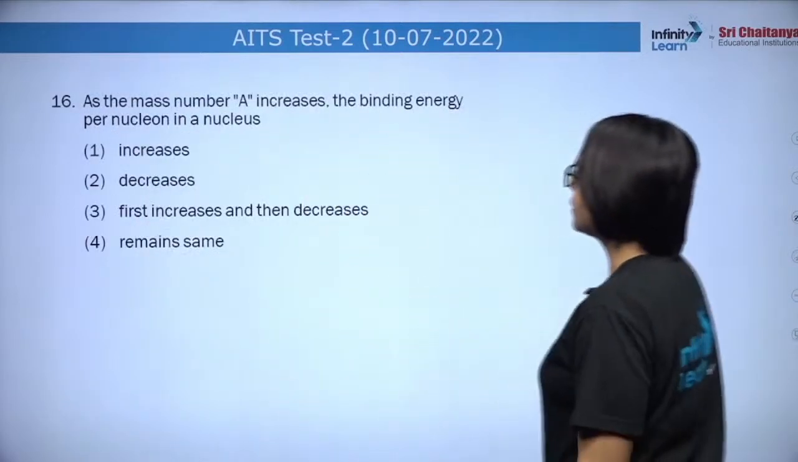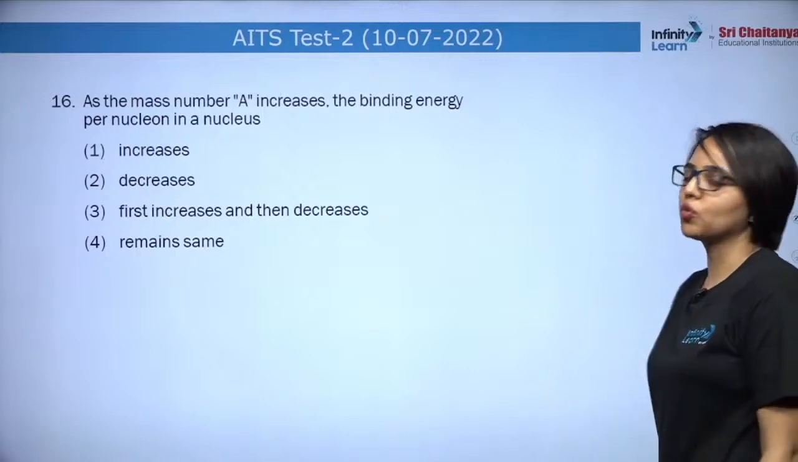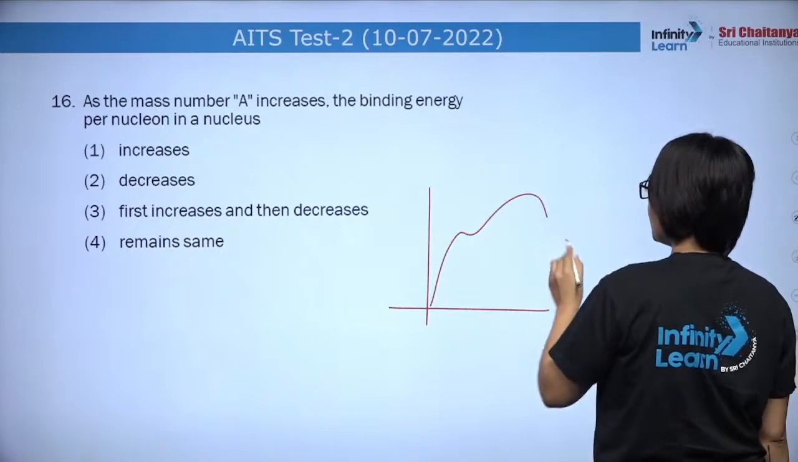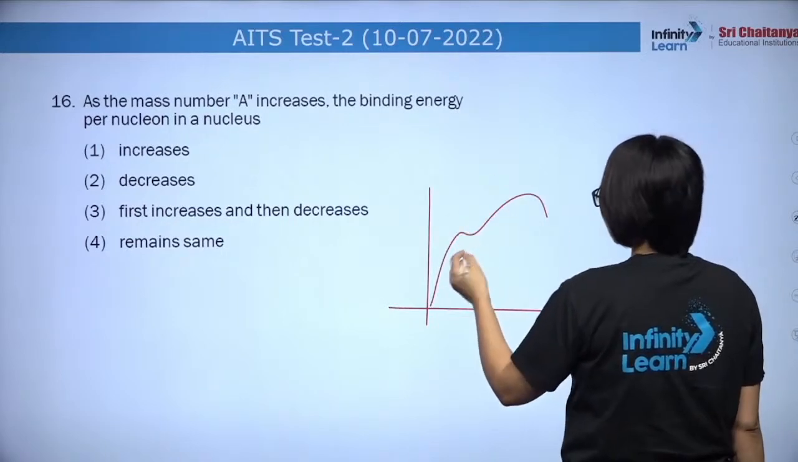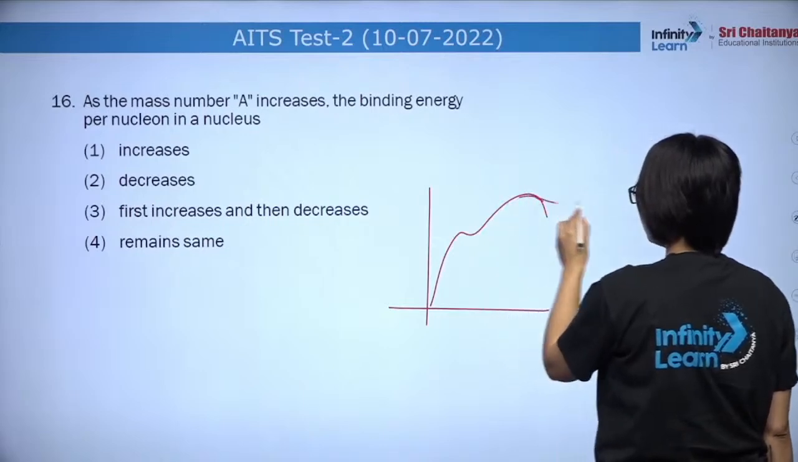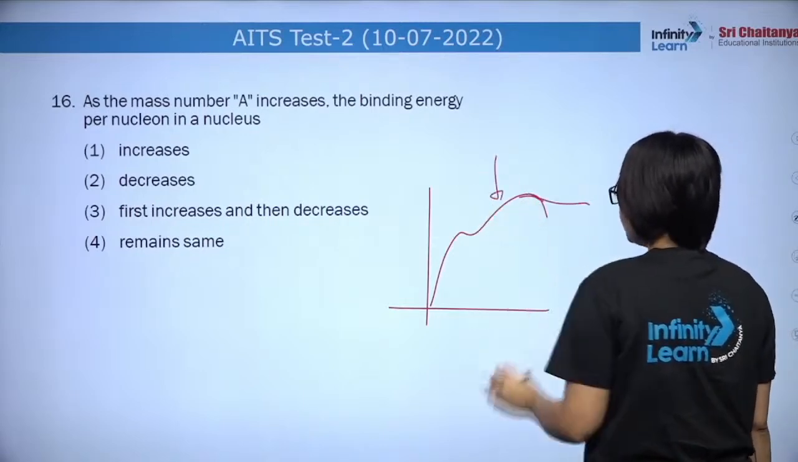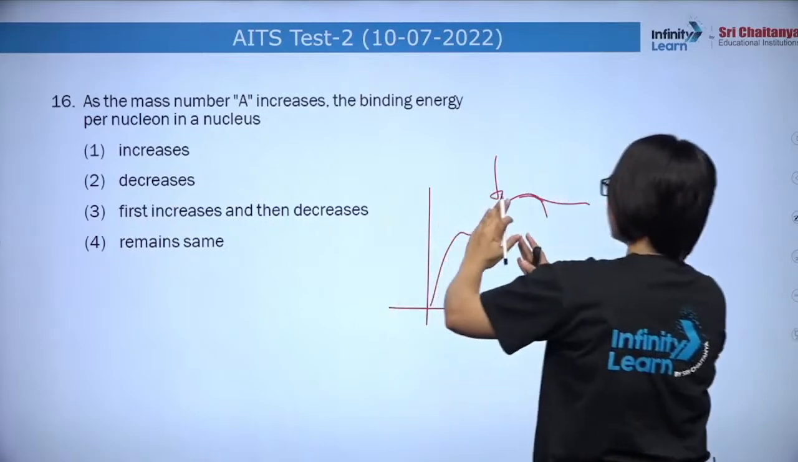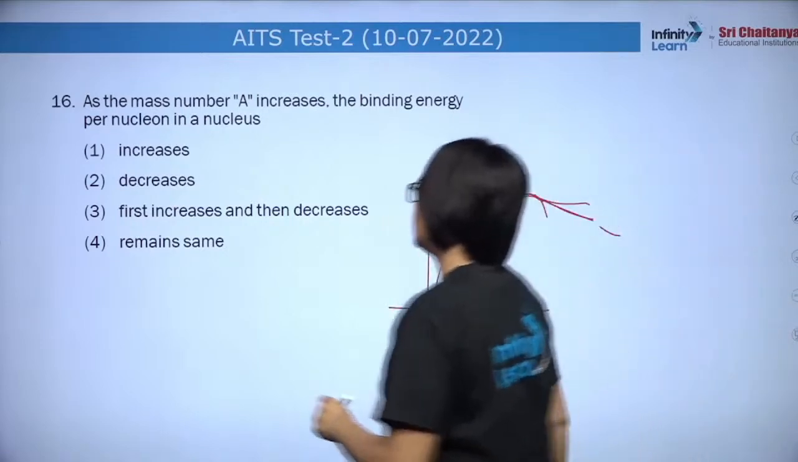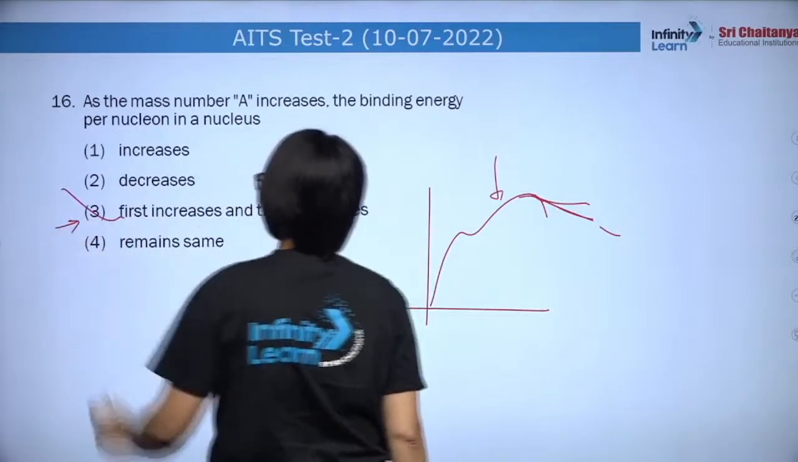Next is, as the mass number increases, the binding energy per nucleon of a nucleus. So binding energy per nucleon of a nucleus with mass number, we have certain, sorry, this is not the graph, graph is something like this. Initially it increases, then with increase in mass number, binding energy per nucleon decreases, right? So correct answer is option 3.